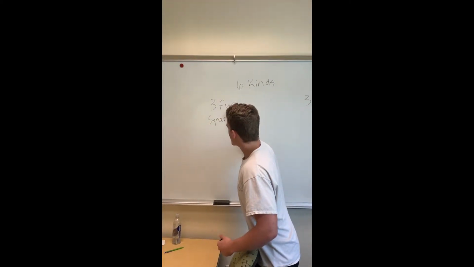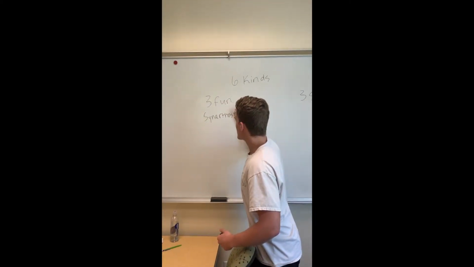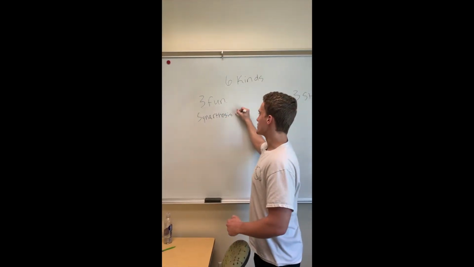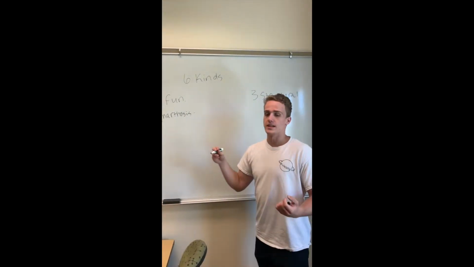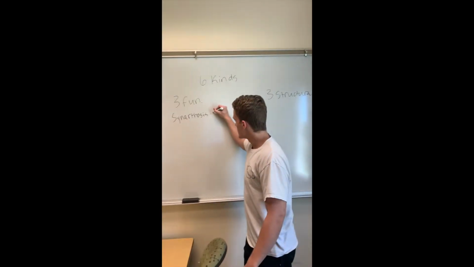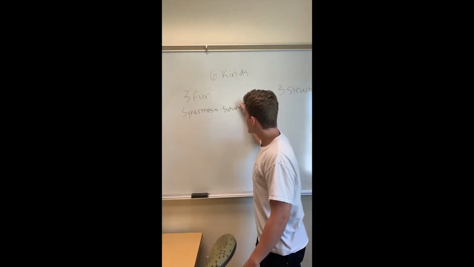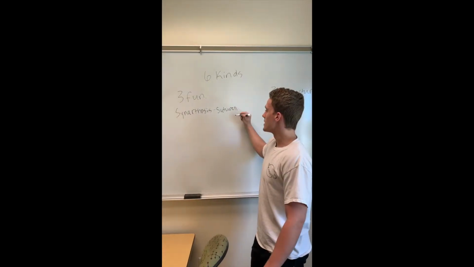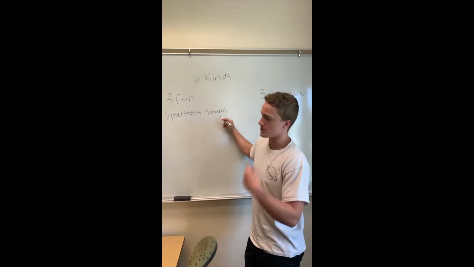The 3 functional ones, we're going to have synarthrosis joints, which are joints that do not move whatsoever. Where you can find that kind of joint is, say, sutures in the skull, which form your skull. Or another example is gomphosis, which are your teeth.